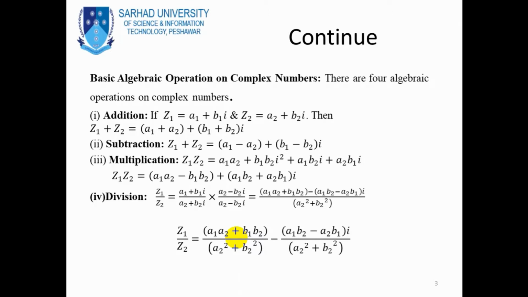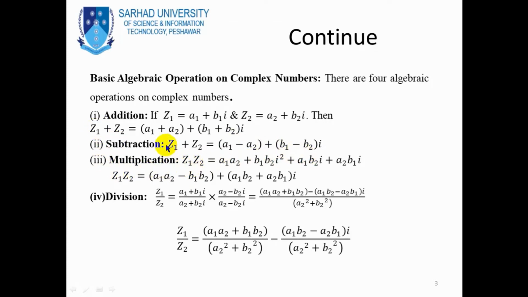So first of all, for example, we are going to add two complex numbers. One is z1 is equal to a1 plus iota b1, and another complex number z2 is equal to a2 plus iota b2. Then the addition of these two complex numbers, z1 plus z2, is equal to (a1 plus a2) plus (b1 plus b2) iota. So we add the real part with the real part and the imaginary part with the imaginary part. Similarly, for the subtraction of two complex numbers, subtract the real part and subtract the imaginary part, so (a1 minus a2) plus (b1 minus b2) iota.